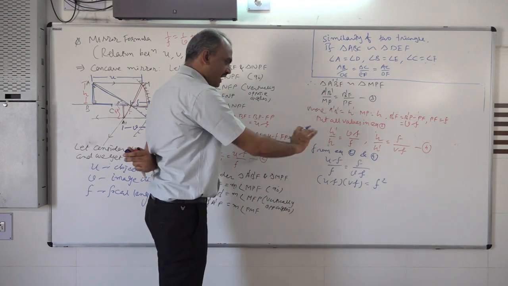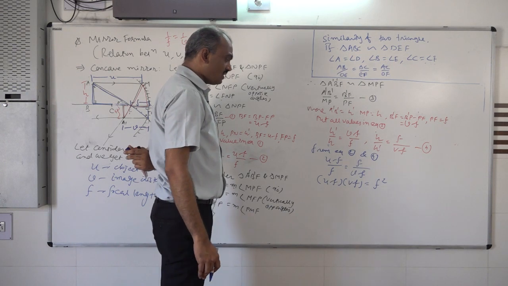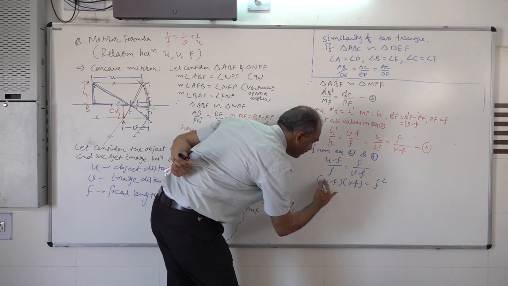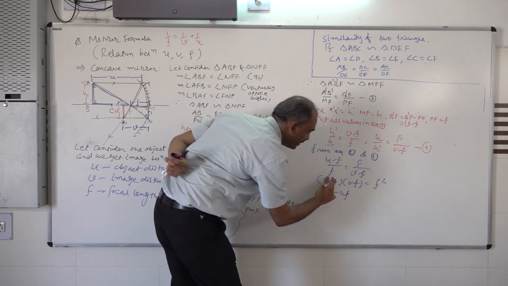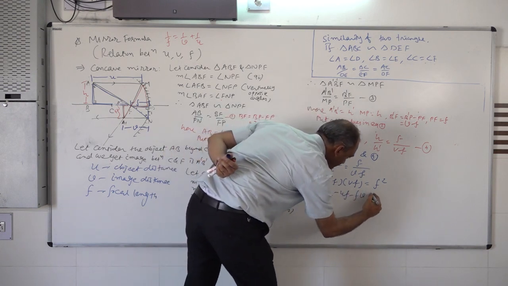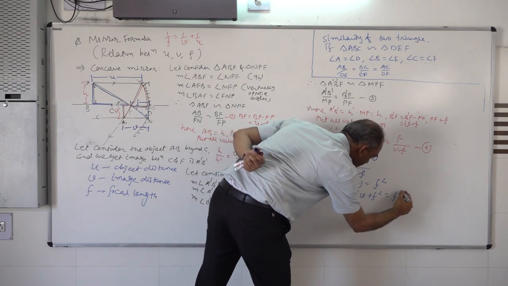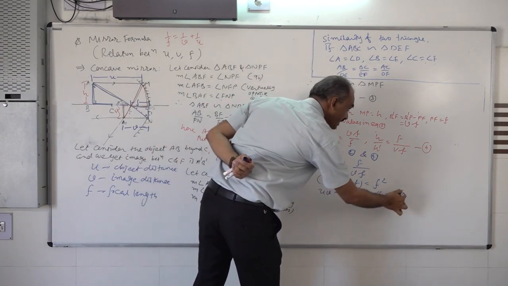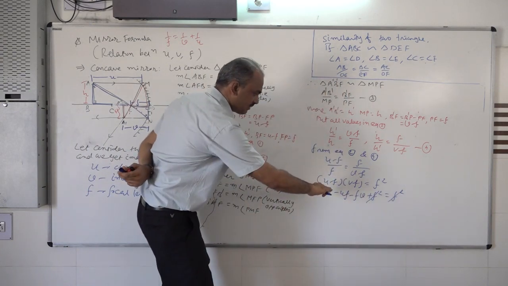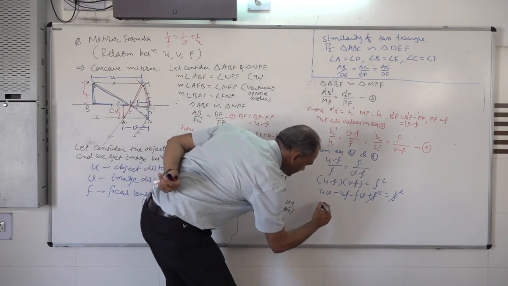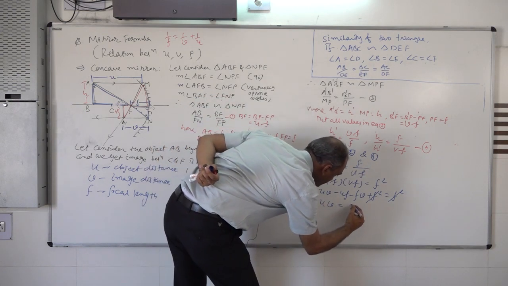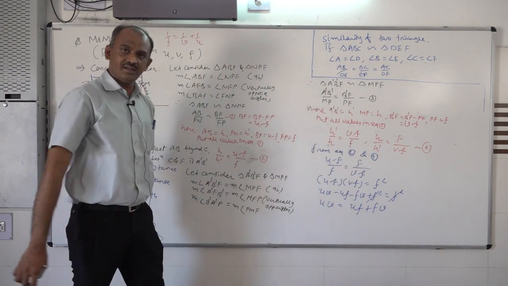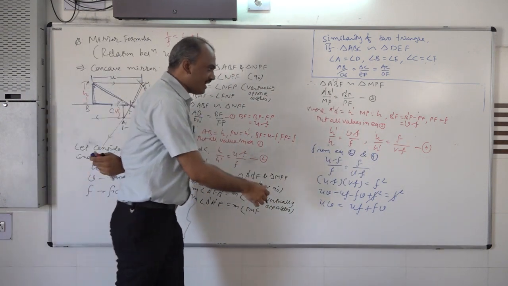Now we solve the equation. So we are getting U into V minus U into F minus F into V plus F square is equal to F square. So now F square is cancelled. Now we are transferring the UV and FV terms to this side. So we are getting UV is equal to UF plus FV. Now we are dividing.